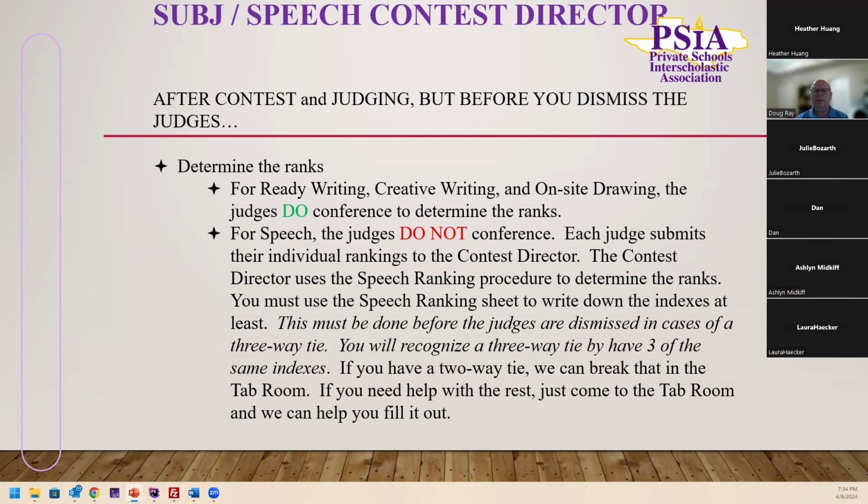Now let's contrast that with the speech events. For the speech events, the judges do not conference. The judges are responsible for creating their own ranks. As a contest director, what you will do is you'll give them a few minutes after the last speaker to finish up their comments and then to create the ranks. You'll ask for the ranks from the judges, and you will quickly write them down on the ranking sheet.